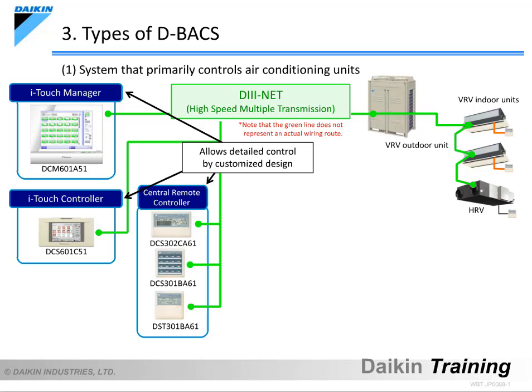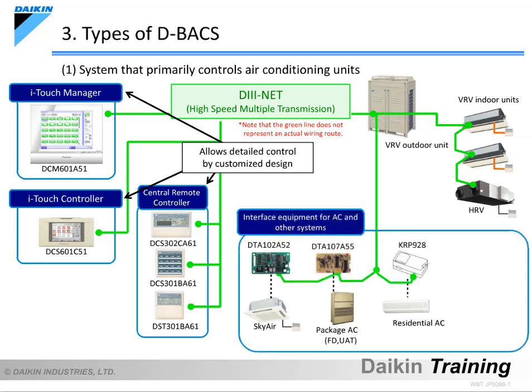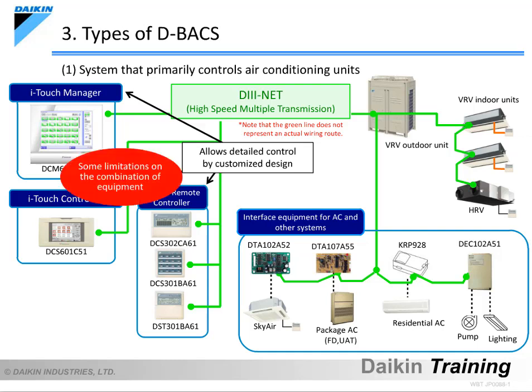When other types of air conditioning units, such as Sky Air, package air conditioners, or residential air conditioners are used in combination with the VRV system, those units are connected to D3net via an interface adapter PCB, because they cannot be directly connected to D3net. Moreover, when controlling other building equipment such as pumps and lighting along with the air conditioning system, it is necessary to use an interface adapter PCB, because that building equipment cannot be directly connected to D3net either. Note that when using Dbacks, there are limitations on the combination of equipment, and this should be taken into account when designing the air conditioning system.